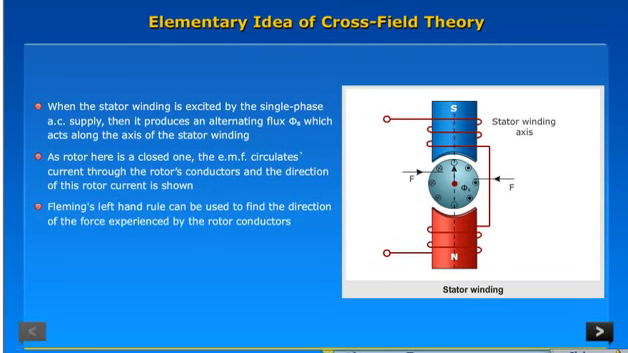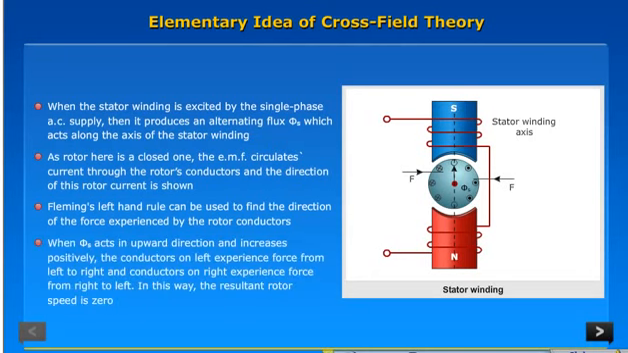Fleming's left-hand rule can be used to find the direction of the force experienced by the rotor conductors. When phi s acts in upward direction and increases positively, the conductors on the left experience force from left to right and conductors on the right experience force from right to left. In this way, the resultant rotor speed is 0.